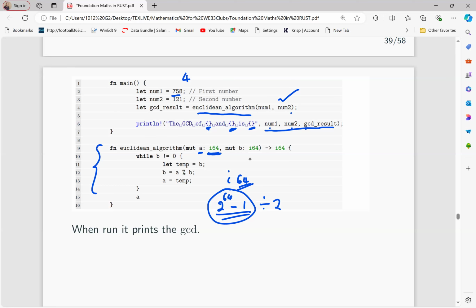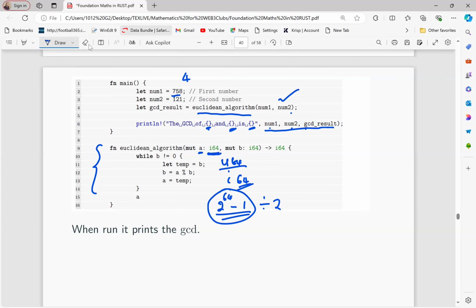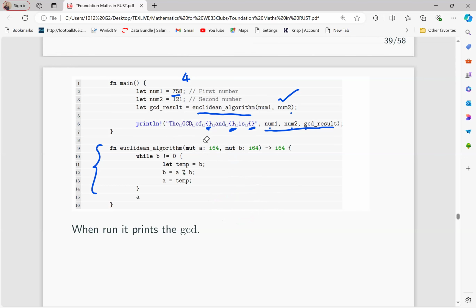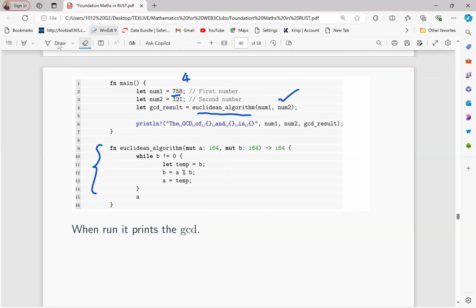You can also define I32, but that means you're dealing with very few numbers. I16, very few numbers, and so on. I8, very few numbers. But if you use U64, we said you are dealing with only positive numbers. In this case, we're interested in negative numbers. We know that the GCD of two numbers can be negative, can also be positive, and we can find the GCD of negative numbers. So since we are interested in both negative and positive numbers, we use I.